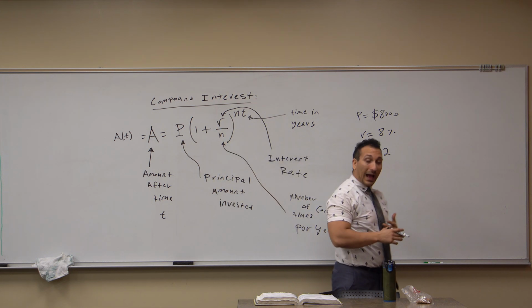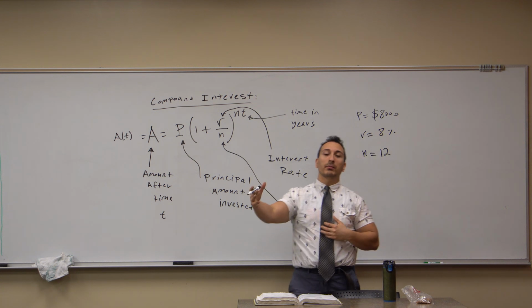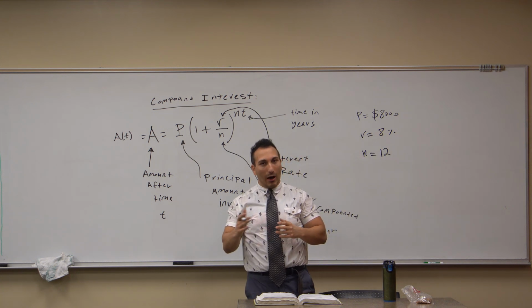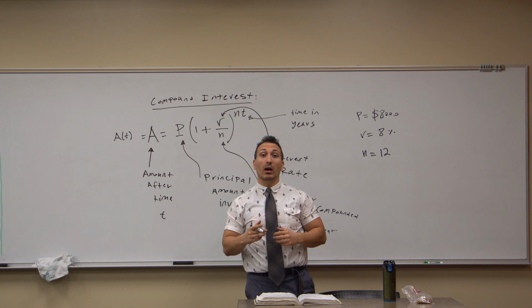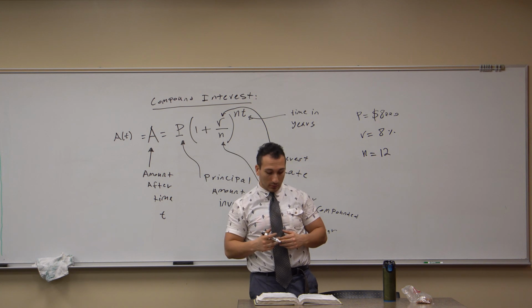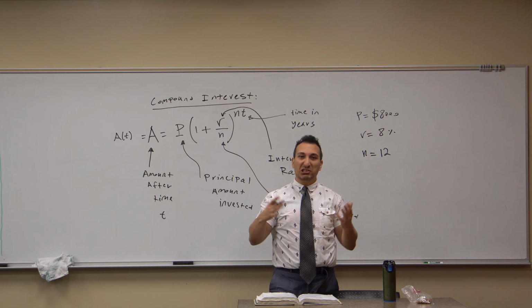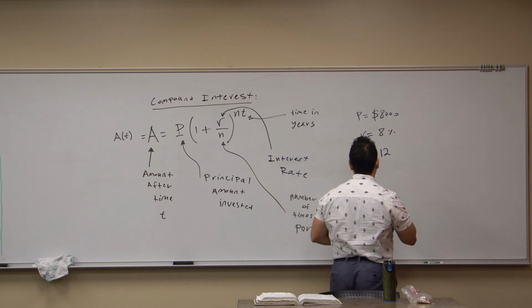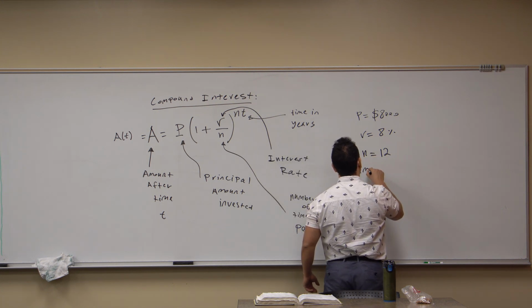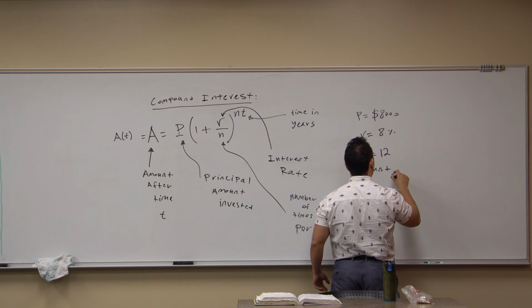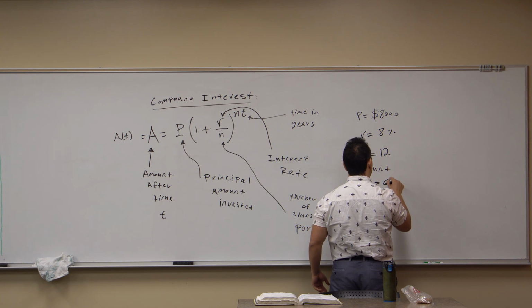Now, they're going to ask us at some time, how much will you have in the bank? How much has that 8,000 gone up? What has it gone up to? And so, let's say we want to know after 6 years. So, what is the amount that you will have at t equals 6 years?